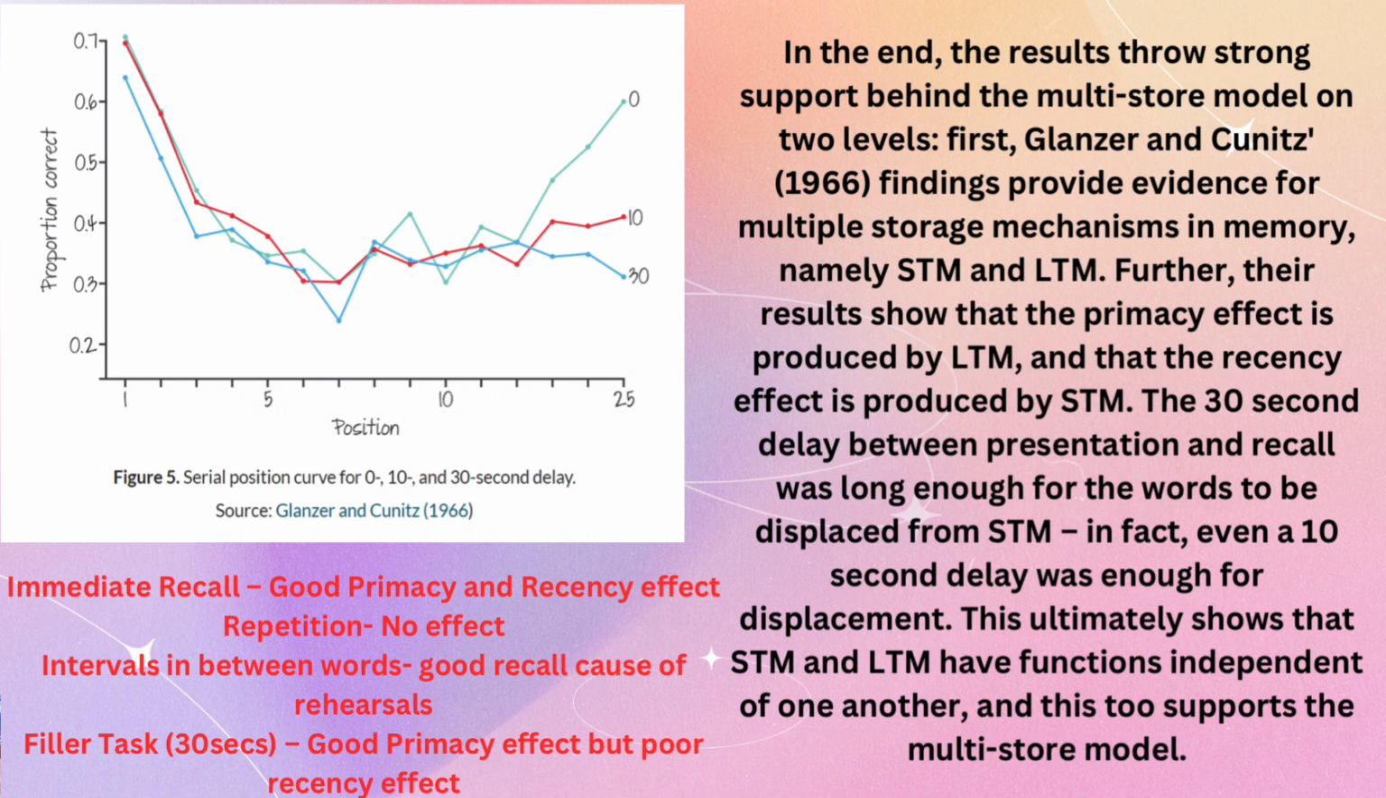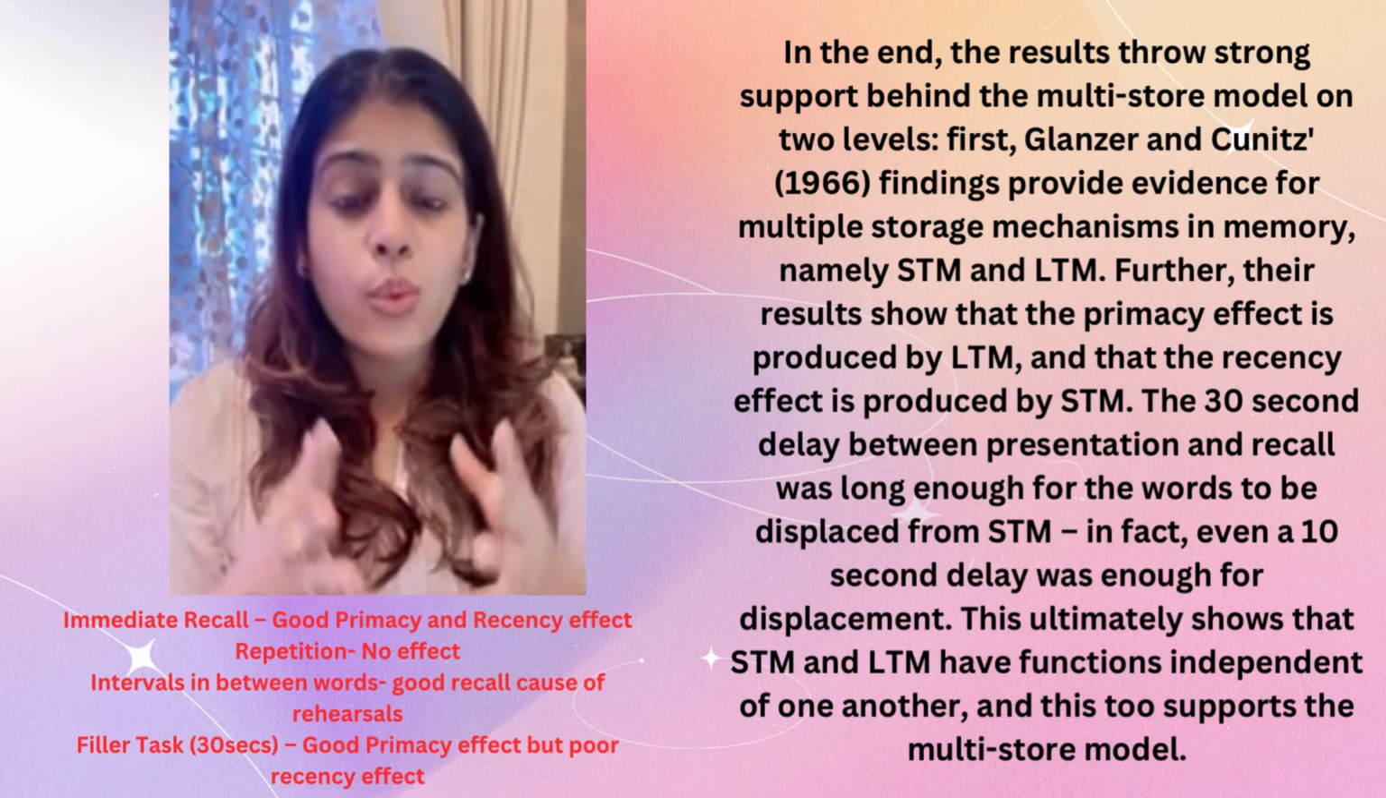First, the researchers' findings provide evidence for multiple storage mechanisms in memory, called short-term memory and long-term memory. Further, the results show that the primacy effect is produced by LTM and the recency effect is produced by STM. Now, why does this happen?